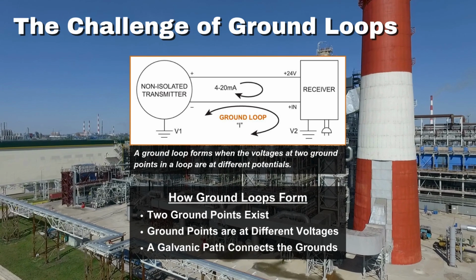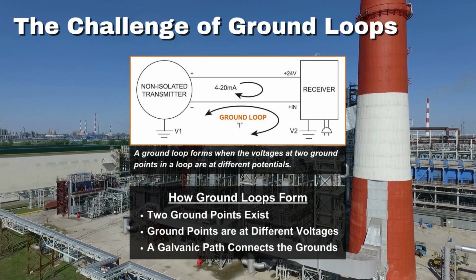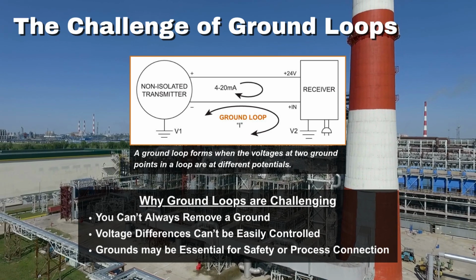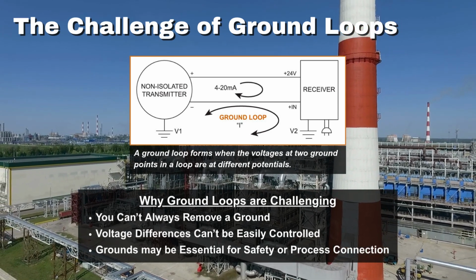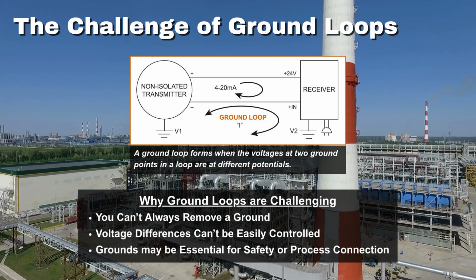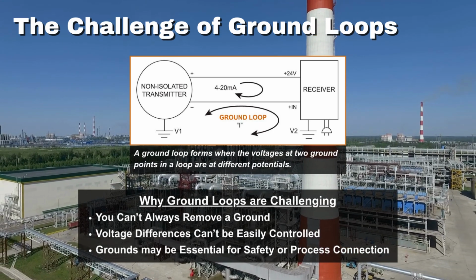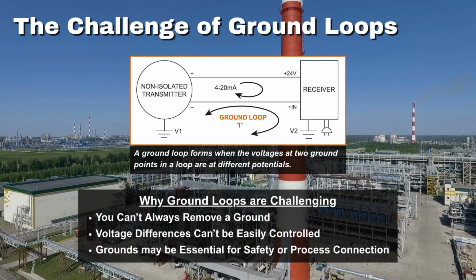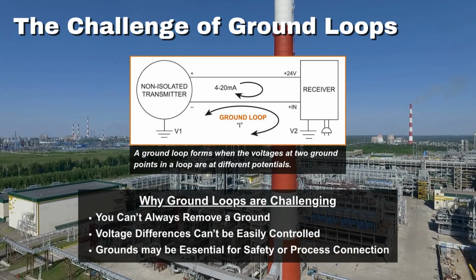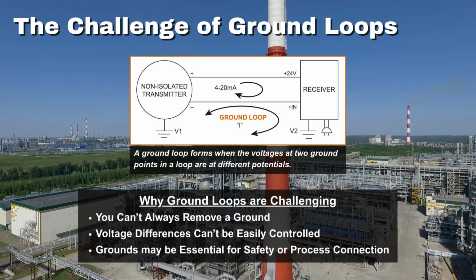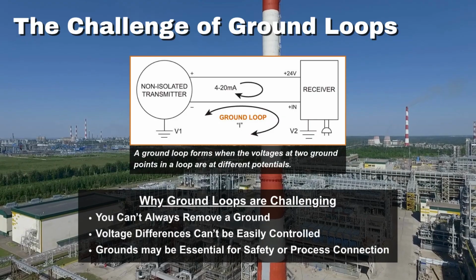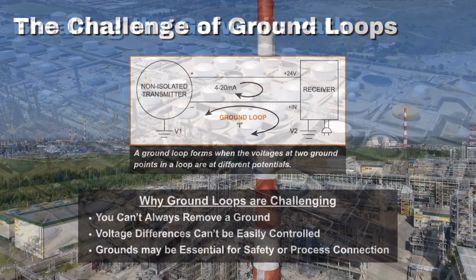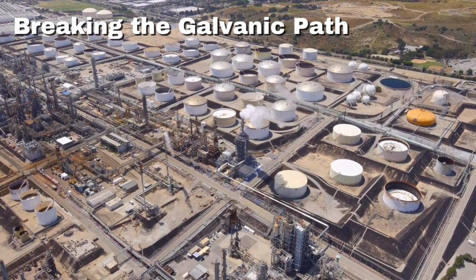But in practice, the first two conditions are often unavoidable. You can't simply reduce the number of grounds, and it's often impossible to just lift a ground. Some grounds are essential for safety or exist because instruments are in contact with the process or grounded surfaces. That's why ground loops are one of the most common sources of signal inaccuracy, and why understanding them is critical in process control. So, how do we solve ground loops?